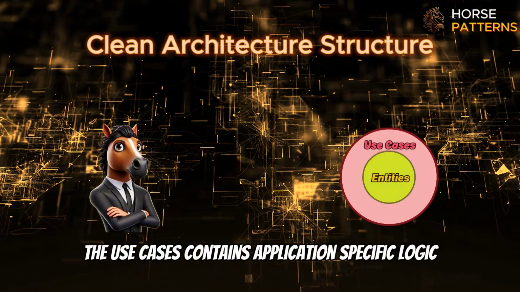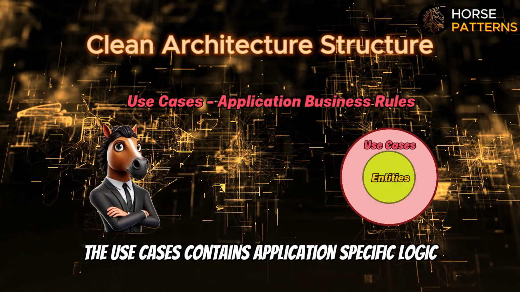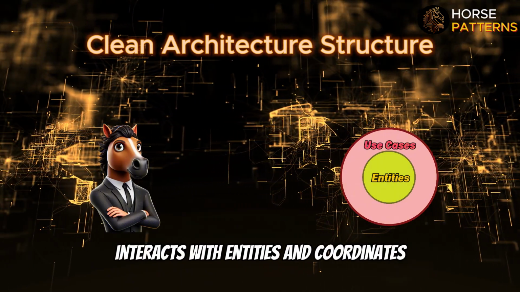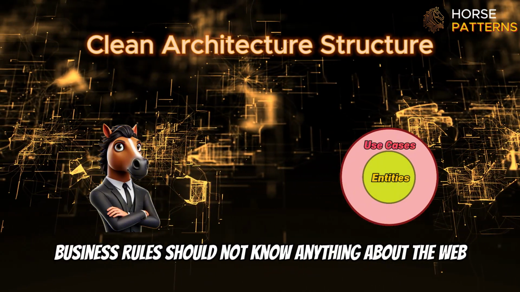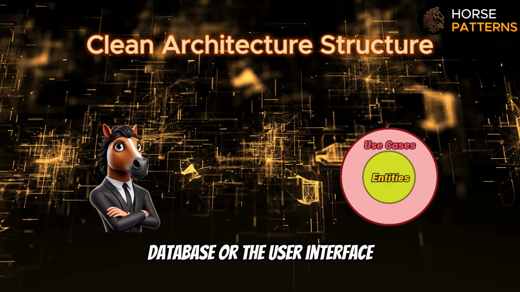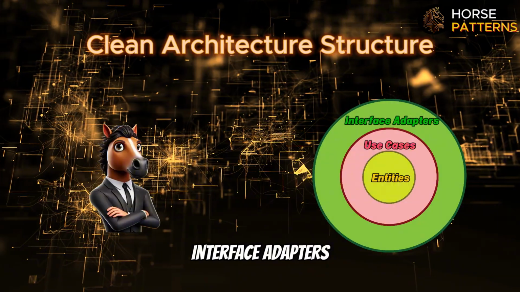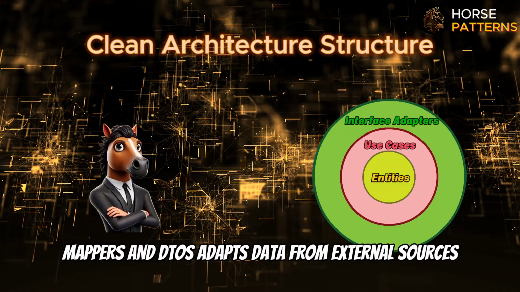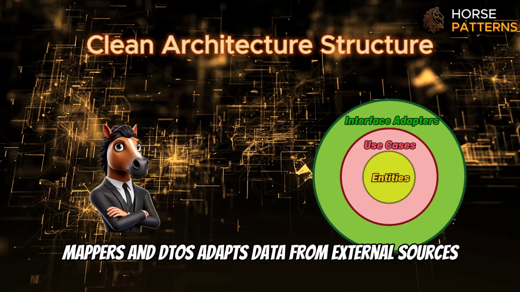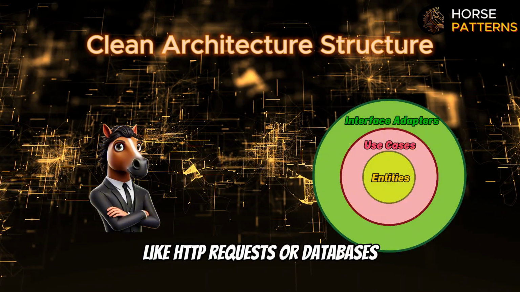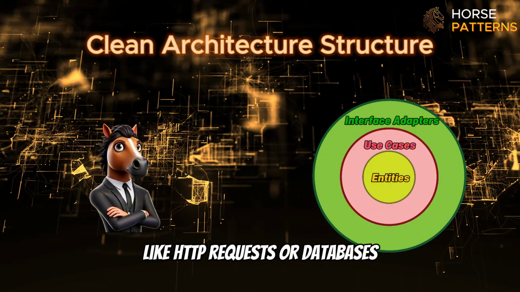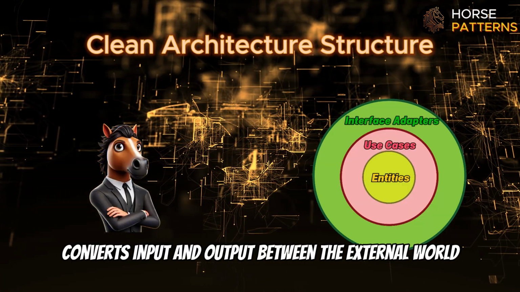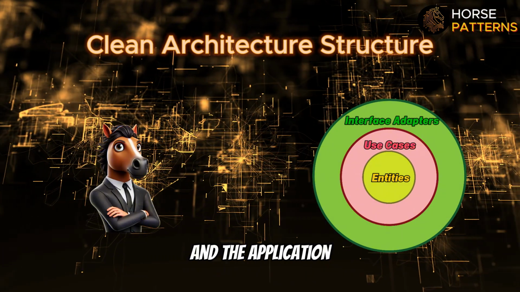The use cases contains application-specific logic, how the app behaves in response to inputs, interacts with entities, and coordinates business rules. Should not know anything about the web, database, or the user interface. Interface adapters contains controllers, presenters, gateways, mappers, and DTOs. Adapts data from external sources, like HTTP requests or databases, into forms usable by the inner layers. Converts input and output between the external world and the application.